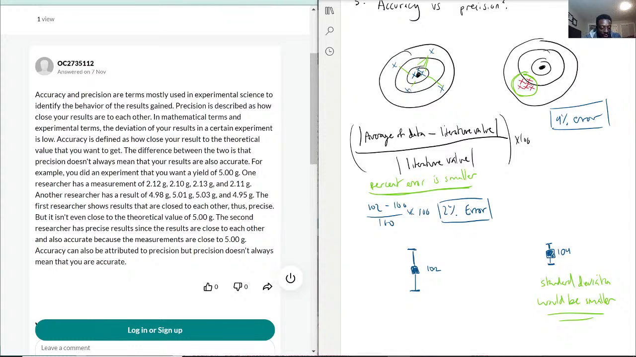Exactly. So as you see this person right here, who kept getting the 2 grams, that's pretty precise, pretty concise with each other. The same with this one, though I would say it's a little bit less concise. As you can see, the 4.95 and 5.03, there is more variation there. But that person is more accurate because he is getting closer to the experimental value. Exactly. So that's what they said: they are precise, but it's not even close to the theoretical value.